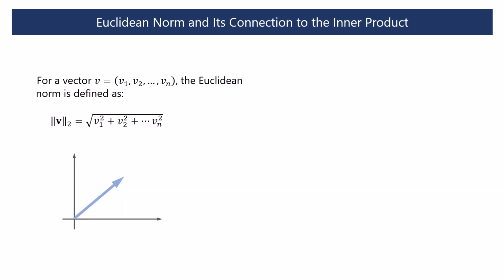The Euclidean norm aligns closely with our spatial intuition of length. For a vector v, the Euclidean norm is defined in this way. It gives you the straight line distance from the origin to the point represented by the vector.